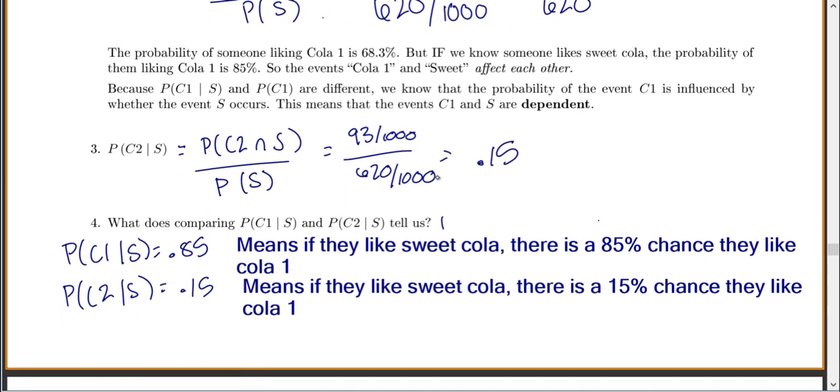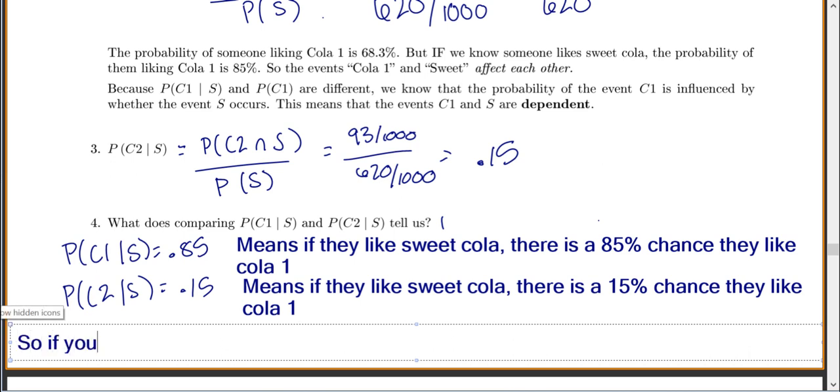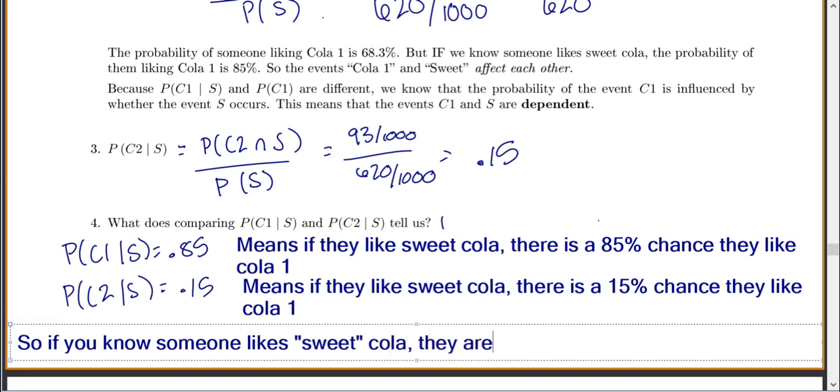Okay. So what would this tell us? Okay, this tells me that if people like sweet cola, because all of this is if we know they like sweet cola, they're much more likely to like cola 1. 85% of the sweet people like cola 1. So if you know someone likes sweet cola, they are much more likely to like cola 1. That also would tell us that they are dependent, that whether or not they like cola 1 and cola 2 is affected by whether or not they like it sweet.